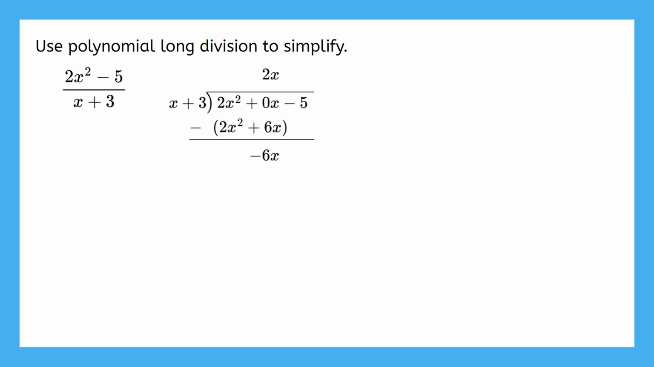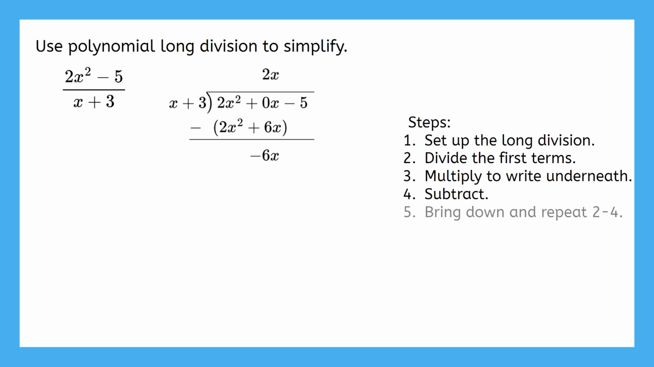Now, what would you normally do next if you were dividing regular numbers? Hopefully, you thought of bringing down the next number and doing this whole process over again. We can call this step 5, which says to bring down and repeat steps 2 through 4. Let's do that now. So bring down the minus 5. Then repeat steps 2 through 4, which were divide, multiply, and subtract.